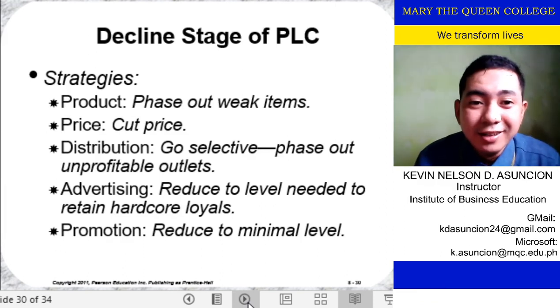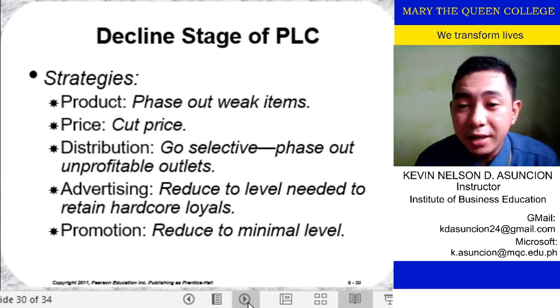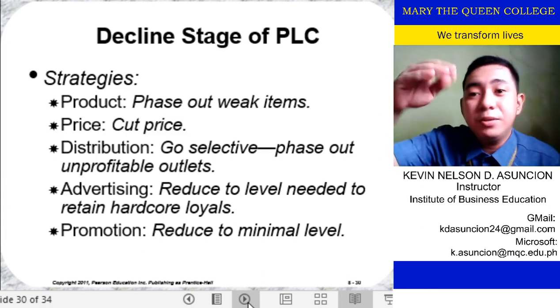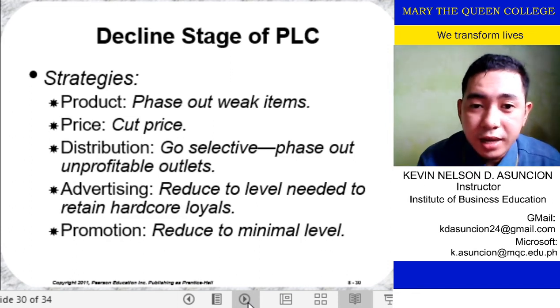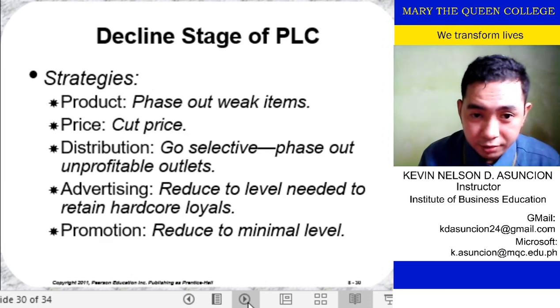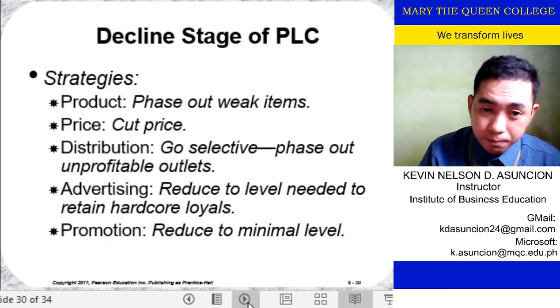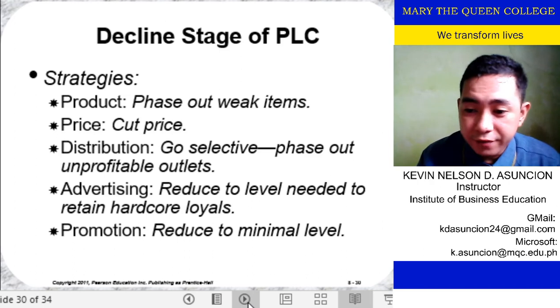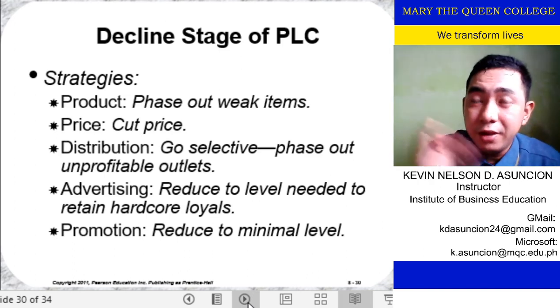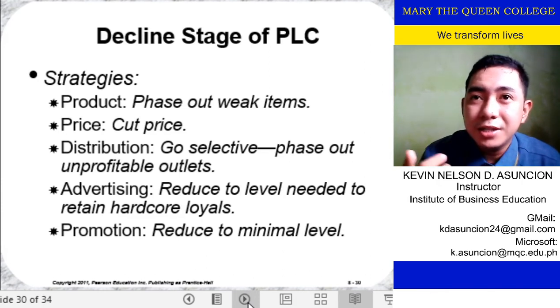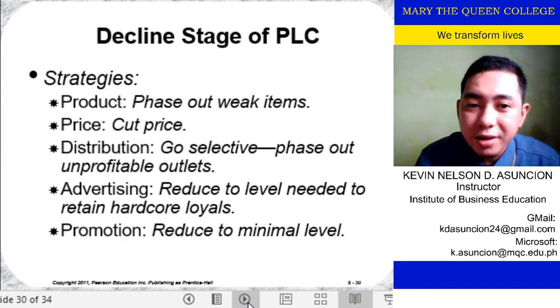Actually, hinihintay ko. Okay, so distribution is go selective, phase out unprofitable outlets, tanggalin na yung mga hindi talaga kumikita. And that's because it's declining. And advertising is to reduce to the level needed to retain hardcore loyals. No? And of course, you just need to advertise the price kasi it will ring a bell for other people. No? Pa-down na yun, pero whenever it is still quality, no? Wala masyadong bumibili. All must go. Ay, bili tayo. Clearance sale sa ganyan.